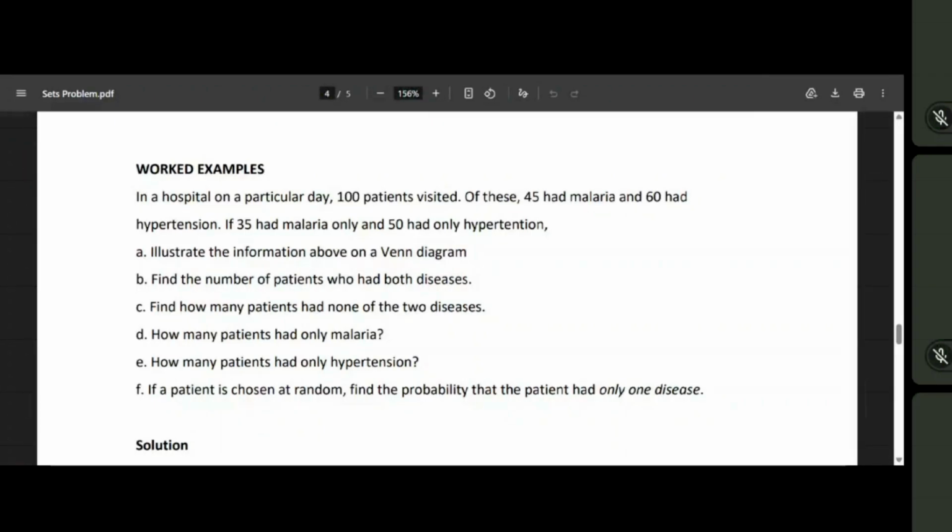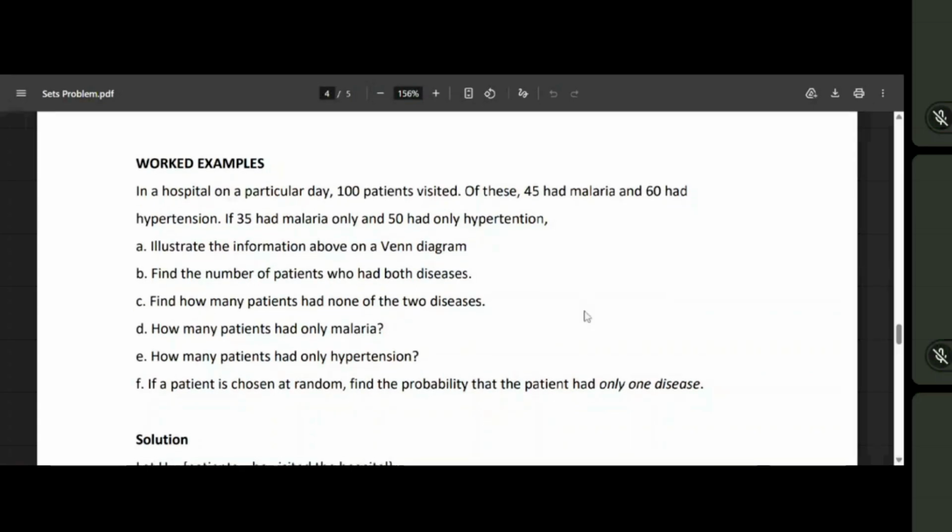So, if 35 had malaria only, 50 had hypertension only, illustrate the whole information on the Venn diagram and find the number of patients who had both diseases. Find how many patients had none of the two diseases. How many patients had only malaria? How many patients had only hypertension? If a patient is chosen at random, find the probability that the patient had only one disease.